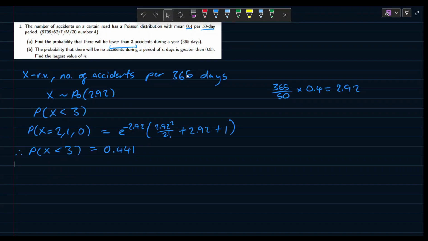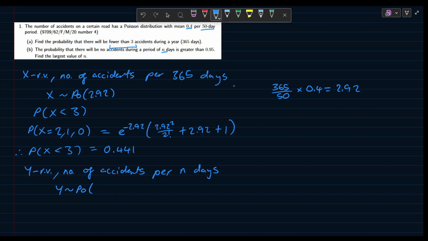Now in part B, we're told that the probability that there will be no accidents during a period of n days is greater than 0.95. Find the largest value of n. Alright, so let's define our random variable. Let y be the RV, number of accidents per n days, and y follows a Poisson distribution with lambda.